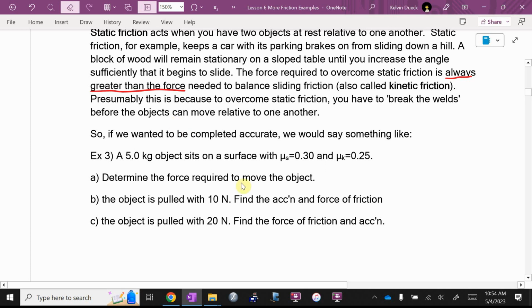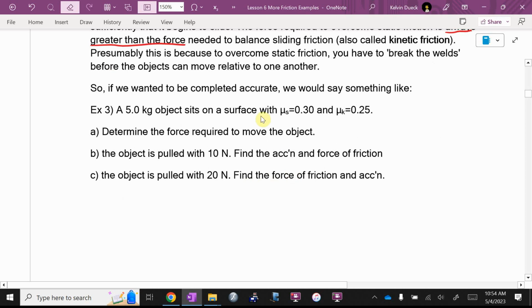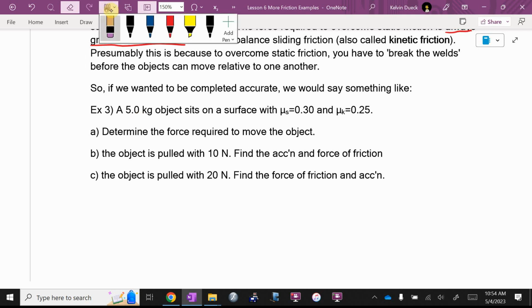Okay. Really then, if I wanted to be completely accurate, we should say something like, suppose we have a 5 kilogram object sitting on a surface, and static mu is 0.3. Kinetic mu, once you get it moving, is 0.25. Part A says, determine the force required to move the object. This is a job for a free body diagram.